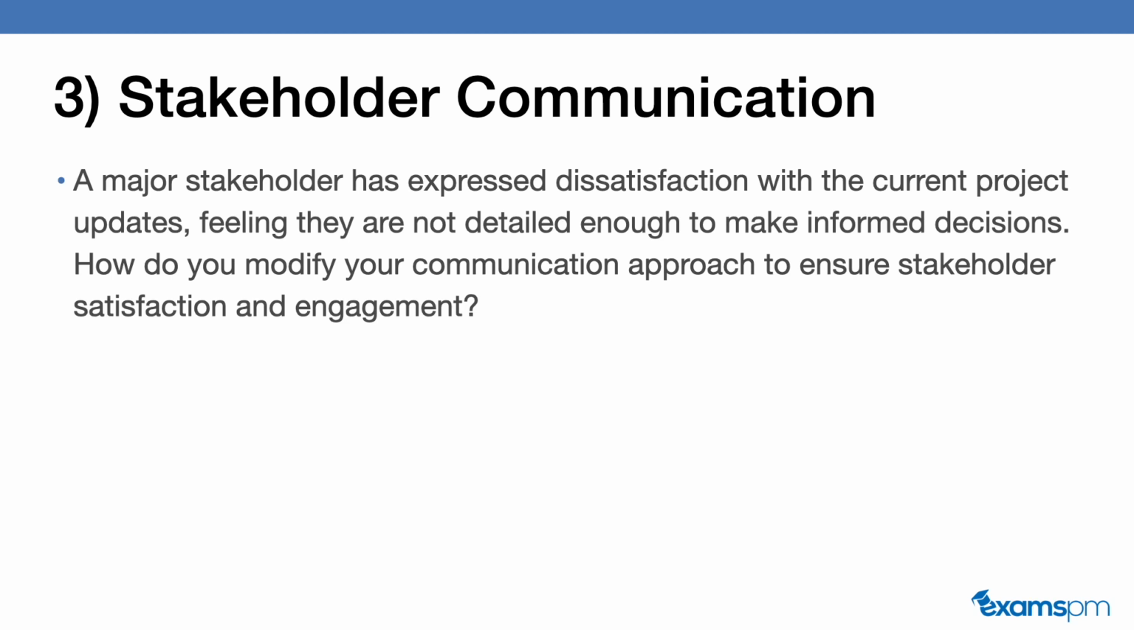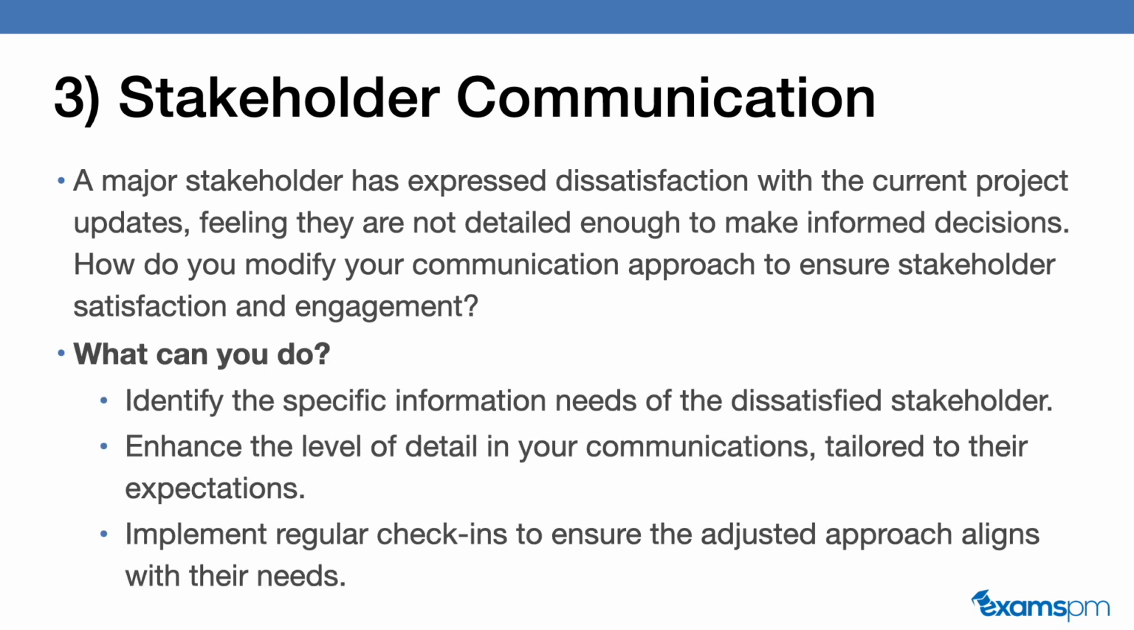So if you run into a situation where the stakeholder didn't know about something on your project, or is dissatisfied with the current amount of communication that they've been getting, some things that you can do include identifying the specific information that the dissatisfied stakeholder will need in order to be happy, or you can also enhance the level of detail in your current communication so that it's tailored towards their expectations. And after these steps have been implemented, you can also regularly check in with the stakeholders to ensure that their needs have been met, so that there is a constant feedback loop to ensure that they are getting the proper updates that they want from your project.